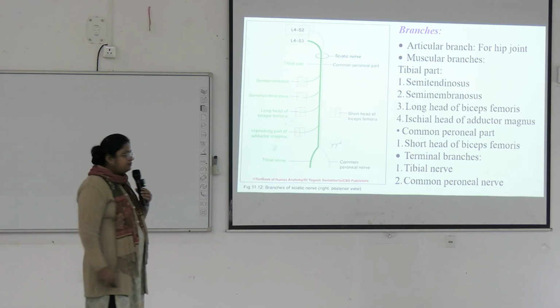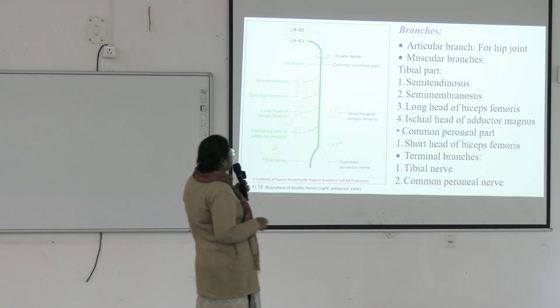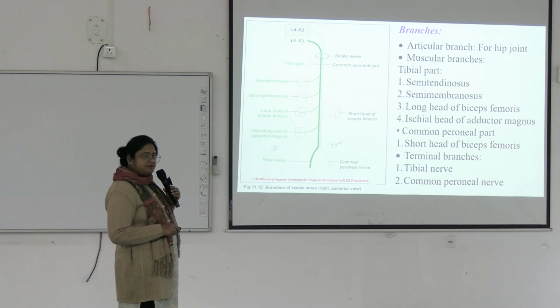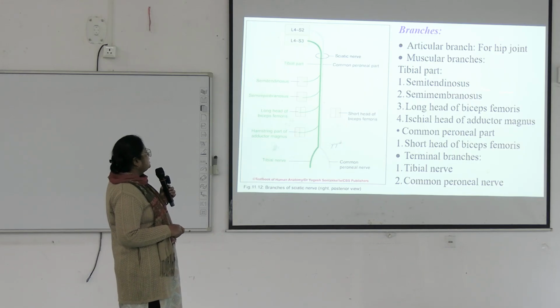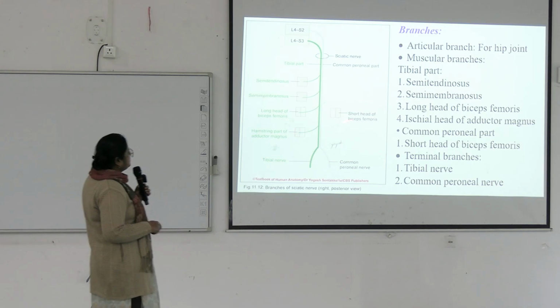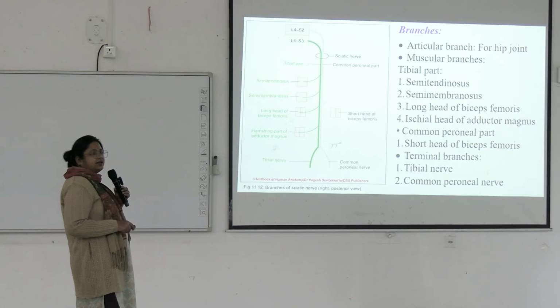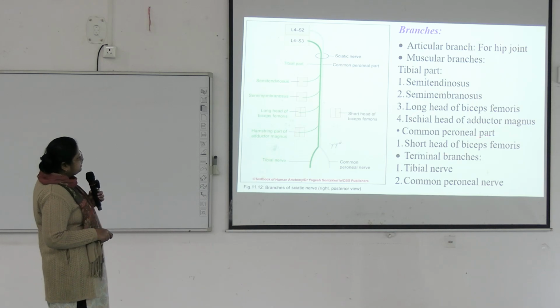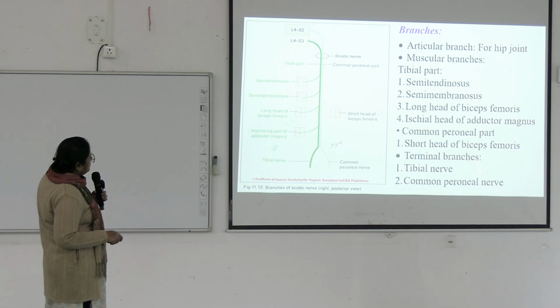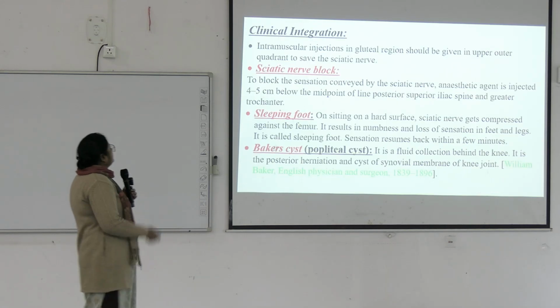Leg and foot. So what are the branches of the sciatic nerve? Articular branch for the hip joint, and muscular branches. The tibial component gives semitendinosus, semimembranosus, long head of biceps femoris, and ischial head of adductor magnus, and the common peroneal part supplies the short head of biceps femoris. And these two are the terminal branches, tibial nerve and common peroneal nerve.